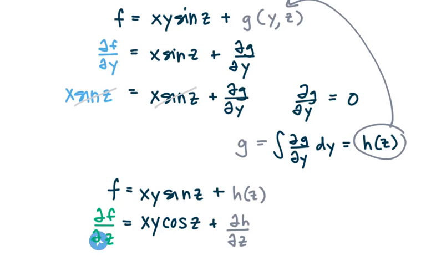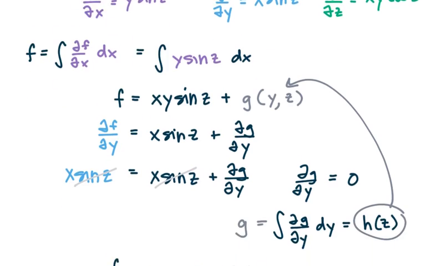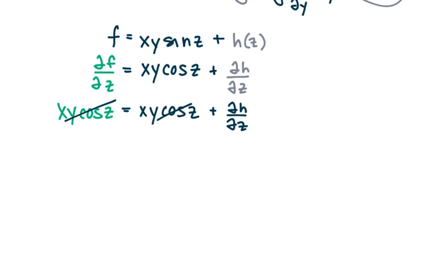Now, partial f partial z is xy cosine z. So I'm going to come down here and plug that in. xy cosine z equals xy cosine z plus dh dz. Those guys cancel, and we have partial h with respect to z equals 0.